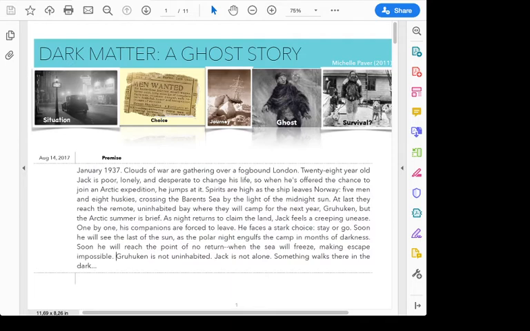Soon he will see the last of the sun as the polar night engulfs the camp in months of darkness. Soon he will reach the point of no return, when the sea will freeze, making escape impossible. Gruhuken is not uninhabited. Jack is not alone. Something walks there in the dark.